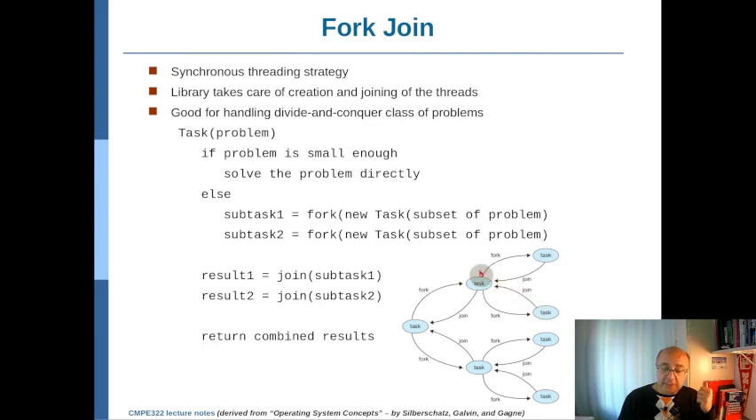Now this task here, which created these two subtasks, will take these joins and merge the results, and that will be the result of this overall task. Similar would be done in here. So this one would also have the merged results of the smaller two tasks. Now the result of this task and the result of this task can be merged at the task that created it when these two tasks join to the creator thread. So this is the basic idea of how the fork join system works.